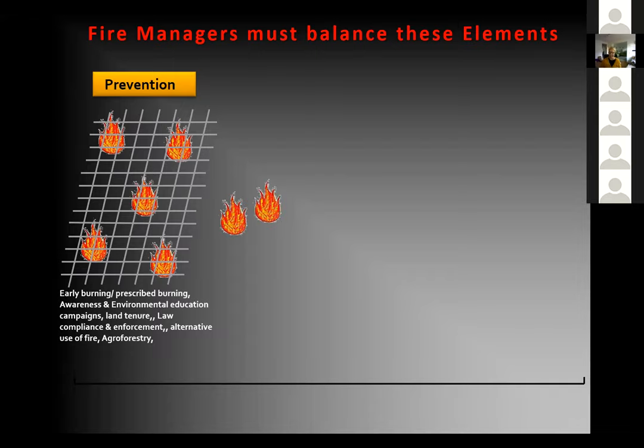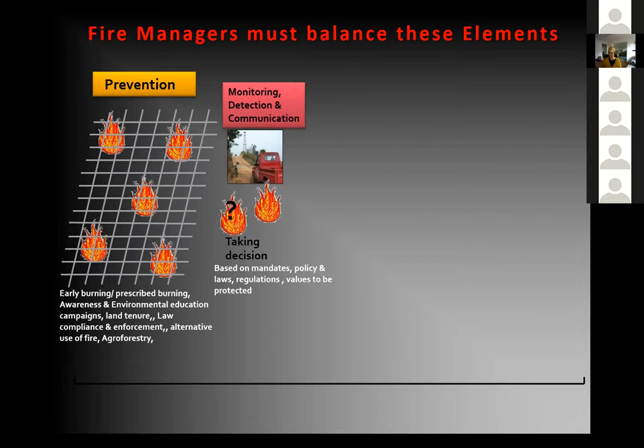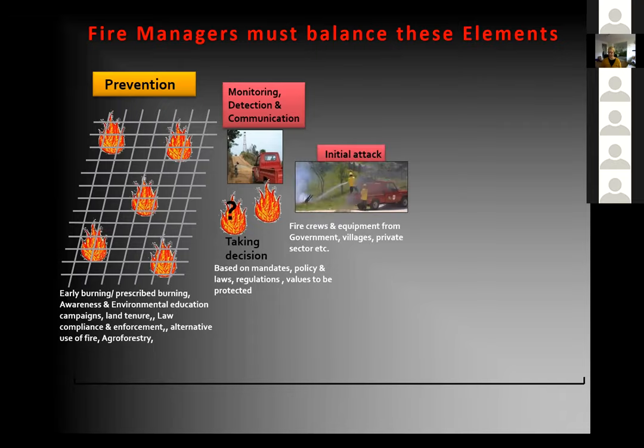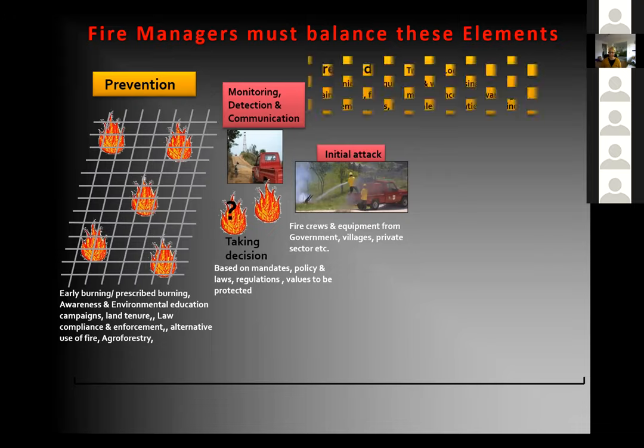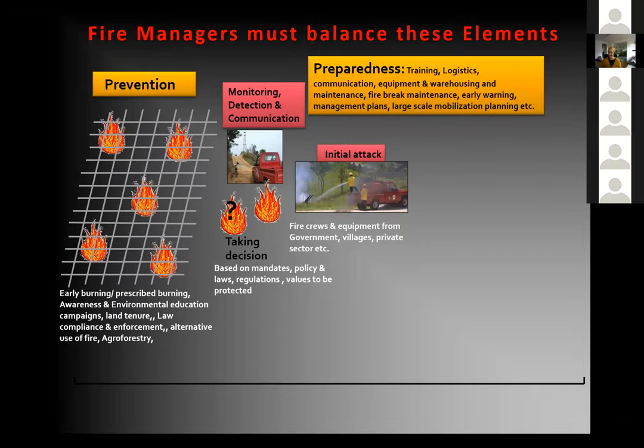But nevertheless, all our prevention activities will never be so good that we don't have unwanted fires. And for these fires, we have to be prepared with a set of trained people, equipment, with monitoring systems, with detection and communication systems, so that we can take a decision based on mandates, policies and laws, regulations, and values we want to protect. We have to define these values we want to protect so that it is clear, okay, this is an unwanted fire, and who goes and tackles this fire, with what sort and type of fire equipment, which fire crew, is it from government, from villages, from the private sector, and tries to initially attack this fire. For all that, we need to be prepared, as I said, with trained people, with the respective logistics in communication and in equipment and warehousing, and the maintenance of all that.